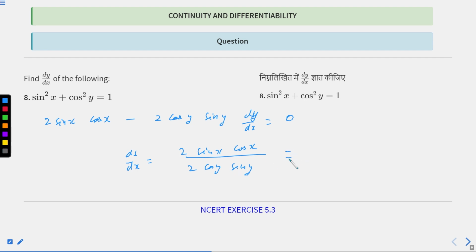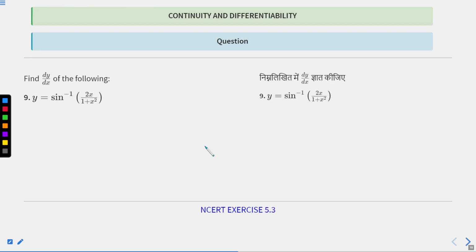You have different ways to represent it. One way is sine 2x divided by sine 2y. Can you write it another way? I think no. You can cancel the two, and then another way is to represent it as sine x cos x divided by cos y sine y. Whatever form you choose will be correct if you perform the correct steps. So your answer for this 8th problem will be this. So far so good. Let us move to the next problem.